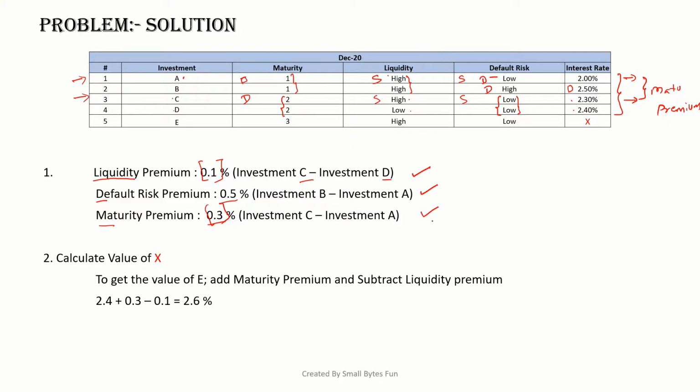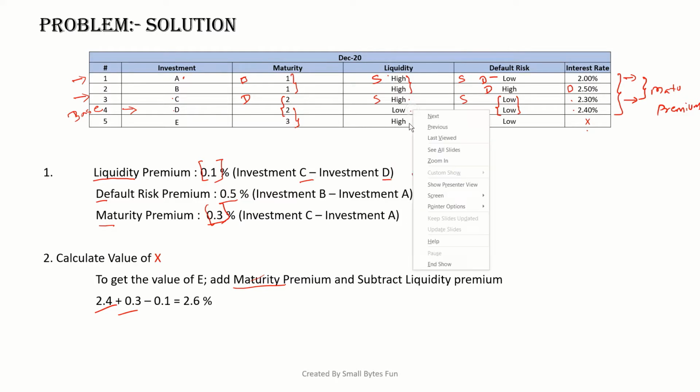So you now have all the premiums: liquidity premium, default risk premium, maturity premium. Now let's try to calculate what can be the offer rate on investment E. Let us consider D as our base, investment D. So let's start with 2.4. Now if you see the comparison between D and E, it has a difference of maturity. Maturity for E is 1 year higher, so you will add the maturity premium, which is 0.3.